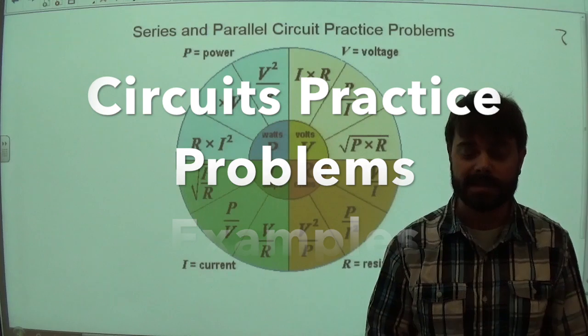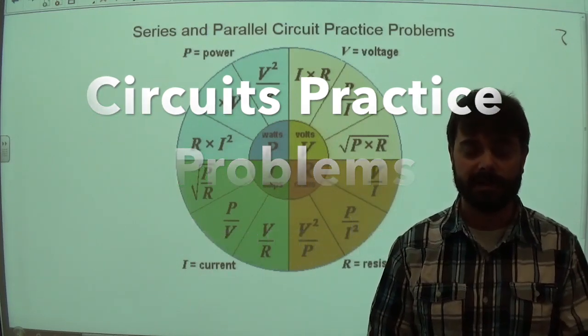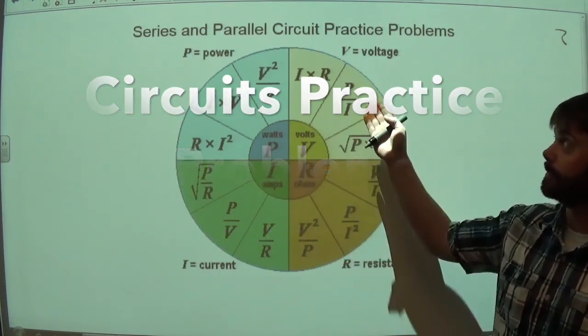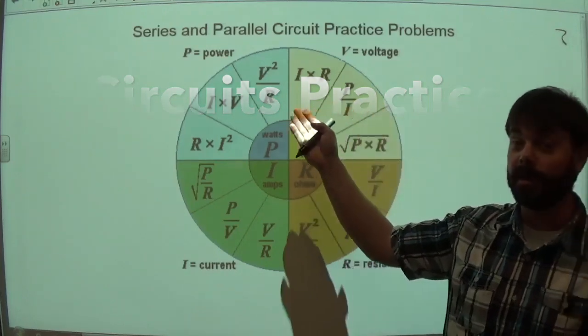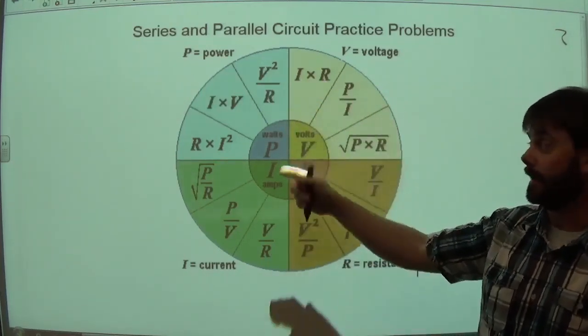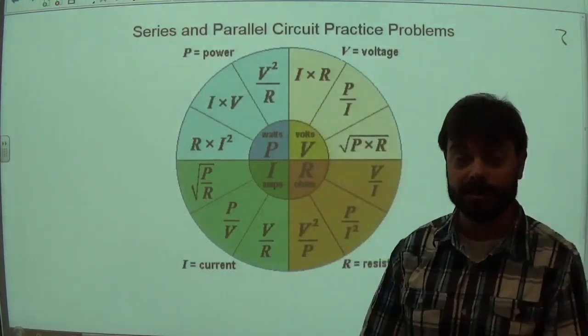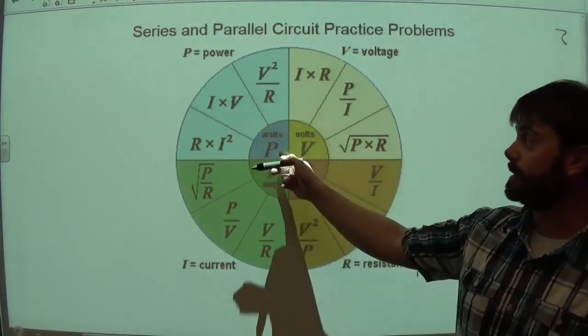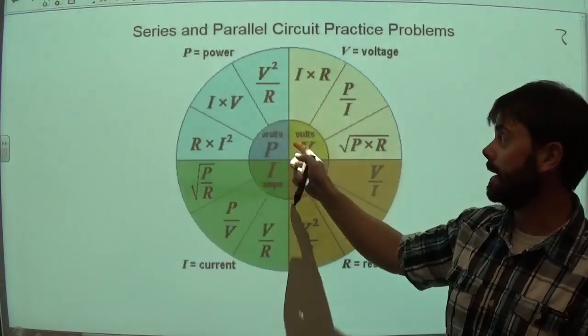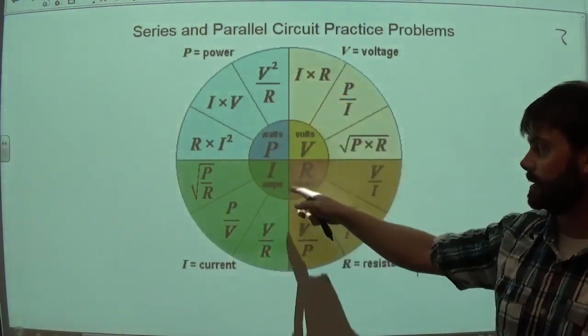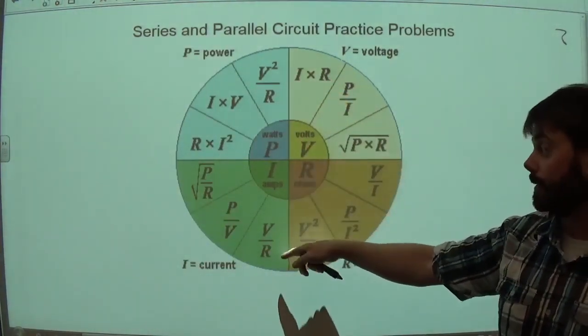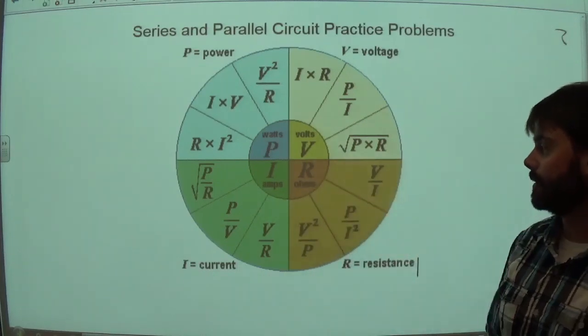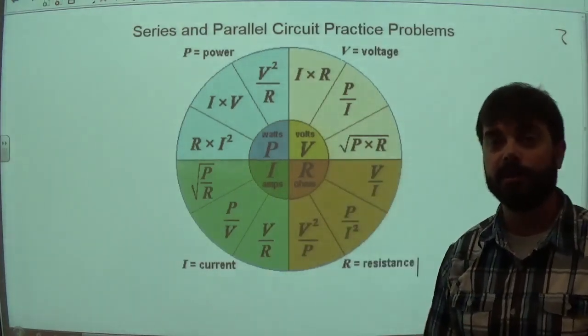So what I'm going to do is, you guys have a set of series and parallel circuit practice problems that look kind of like this, and I give you this circle of equations. You won't necessarily be using all of these, but you will be using some of the power equations, and then of course defining voltage with current and resistance, or current with voltage and resistance, or resistance with voltage and current. Those are all going to be somewhat predominant.